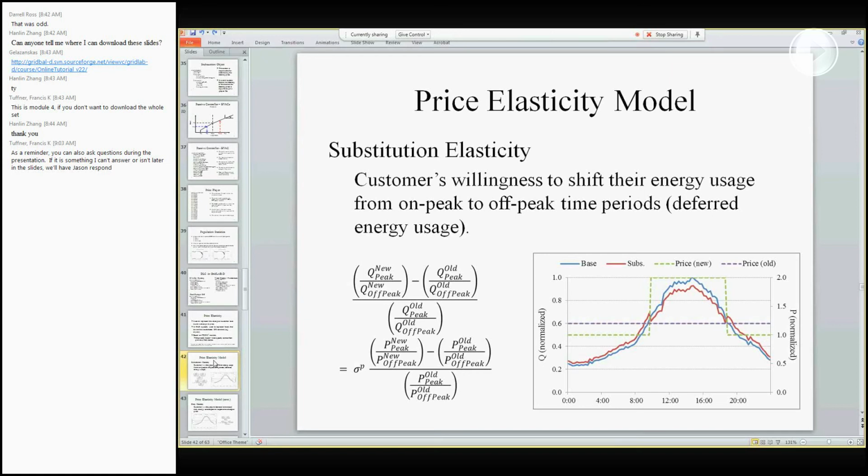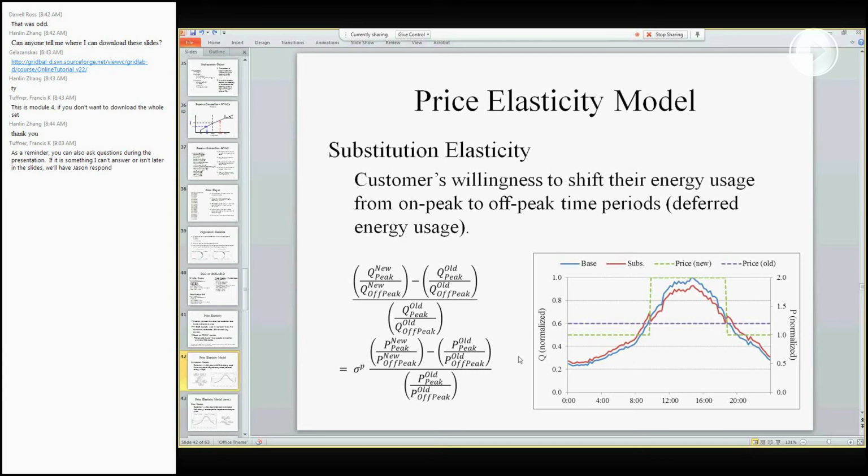Basically, when you go from a period of low price to high price, if you look at the blue line here, this would be your base load. But then when you go to a time of use price, you can look at the way that the load is increased in the off-peak periods and decreased in the on-peak periods. But at the same time, over the course of the day, the energy consumption is exactly the same.